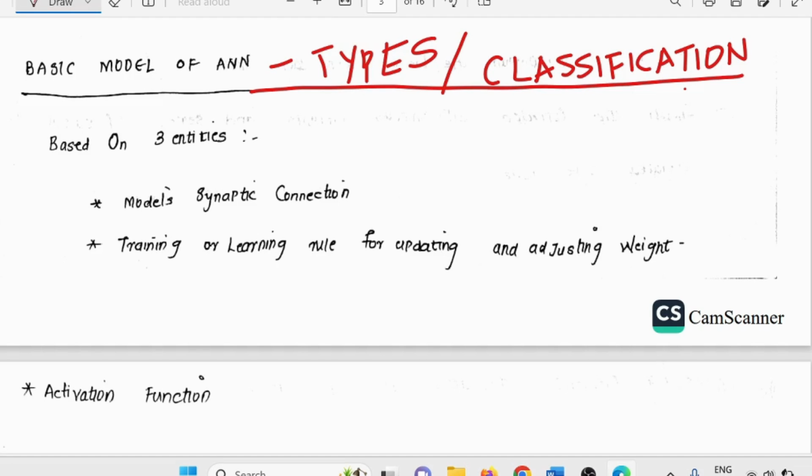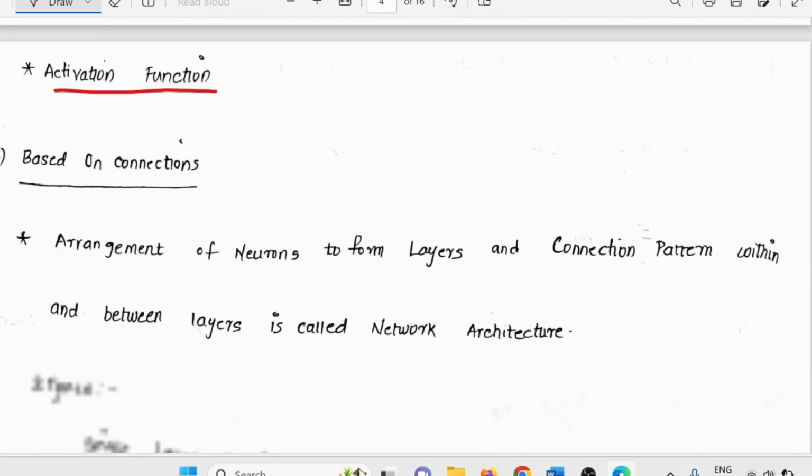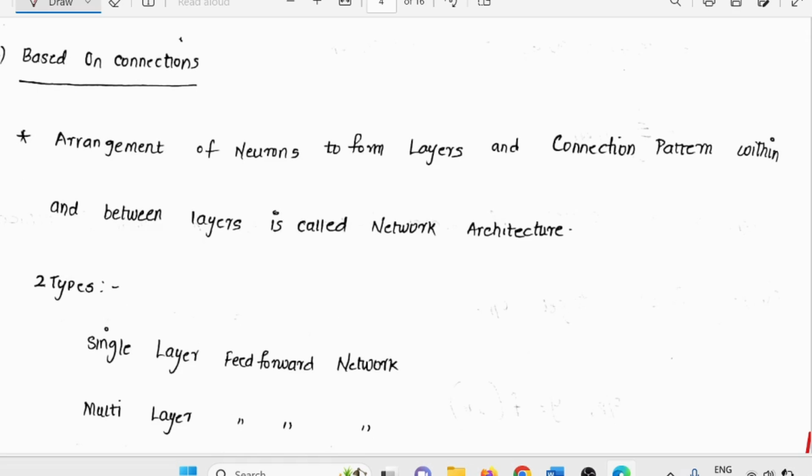Next, let us see what are the basic types of classification of the models of artificial neural network. So you can divide it based on 3 types or 3 methods. So one is based on the synaptic connection, next is based on the training or the learning rule, and then next is based on the activation function. So we'll see each one of them. So first, based on the synaptic connection, or how one neuron is connected to the next neuron.